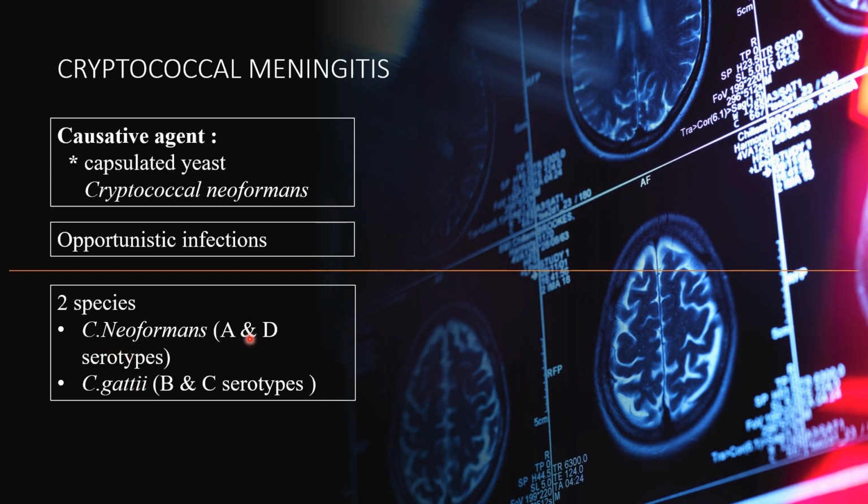Cryptococcus neoformans has A and D serotype, and Cryptococcus gattii has B and C serotype. So total four serotypes: A, B, C, and D. The A serotype is known as Cryptococcus neoformans variety grubii, and the D is known as Cryptococcus neoformans variety neoformans.